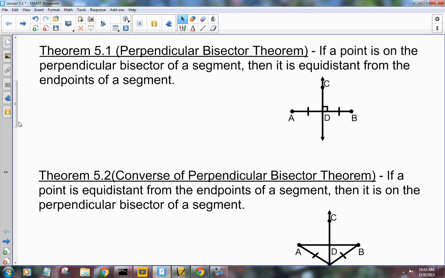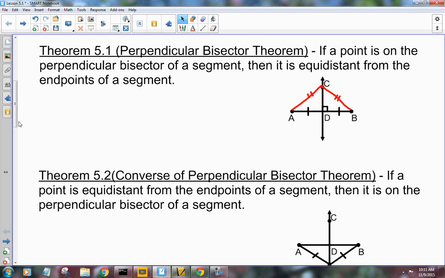Alright, so we have what's called the perpendicular bisector theorem. And it says, if a point is on a perpendicular bisector of a segment, then it is equidistant from the endpoints of the segment. So this line CD is the perpendicular bisector of AB, which means it goes through the midpoint and it creates a right angle. Okay? It also tells us that any point that lies on that line is equidistant from the endpoints of the segment. So this point C right here is equidistant from the endpoints. Okay? It's equal to both of those endpoints.